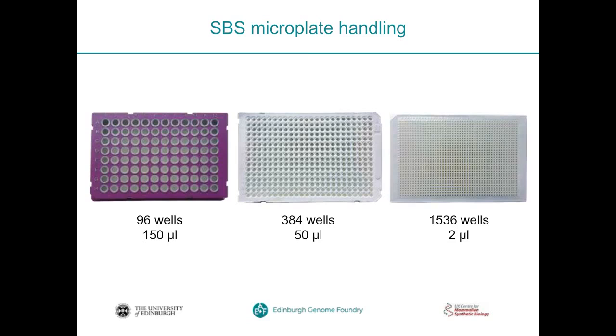So here in the EGF, we have 3 different sizes of plates, which basically increase the amount of throughput that we can have. We go from 96 to 384 to 1536 wells. At the moment, we focus predominantly on DNA assemblies using 96 and 384 well formats. But obviously in future, for the purposes of saving on reagents, 1536 would be the best way to go.